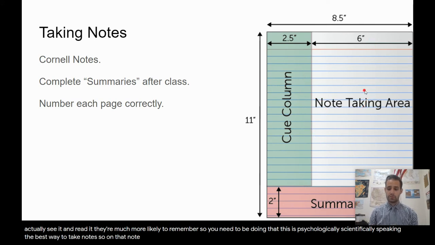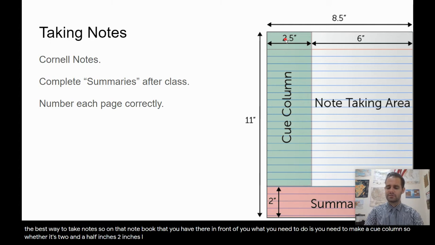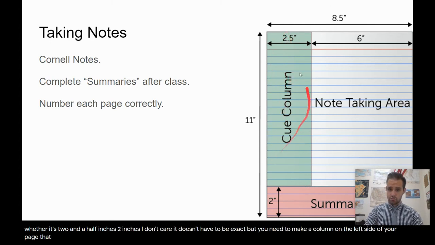So on that notebook that you have there in front of you, what you need to do is make a Q column. Whether it's 2.5 inches, 2 inches, I don't care. It doesn't have to be exact, but you need to make a column on the left side of your page. That Q column is going to have all of the headings.